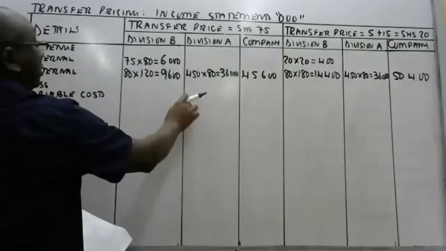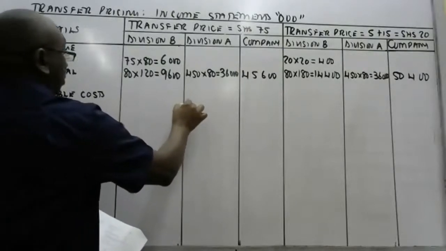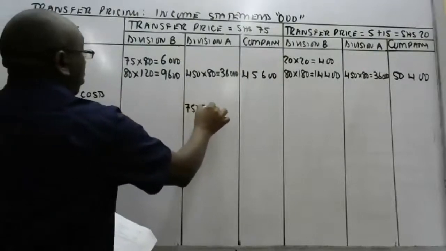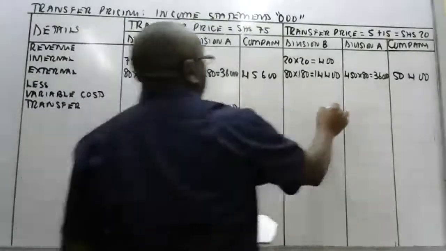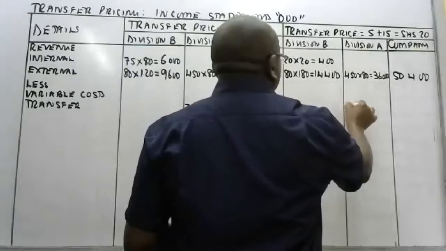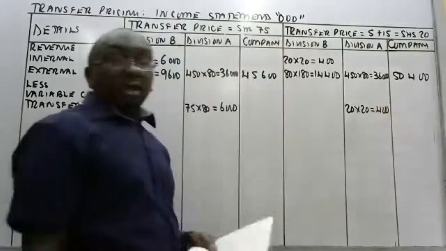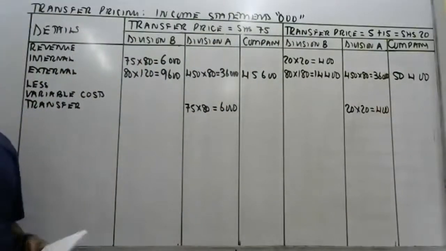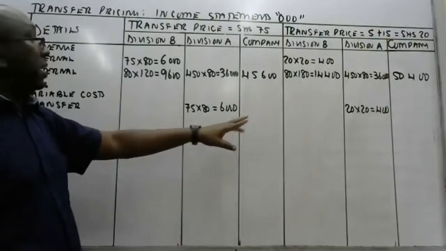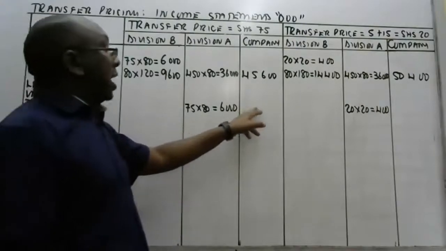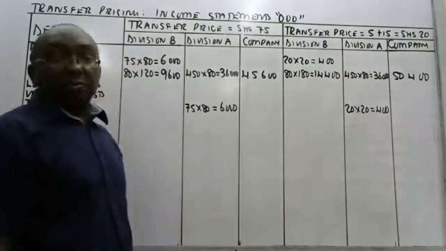So as far as A is concerned, they will have this variable cost of 75 times 80, which is 6,000, and then here A will have 20 times 20, which is 400. Those will be the transfers. And remember we said transfer price has no effect on the company. So this one will not come here, and this 400 will also not come there.